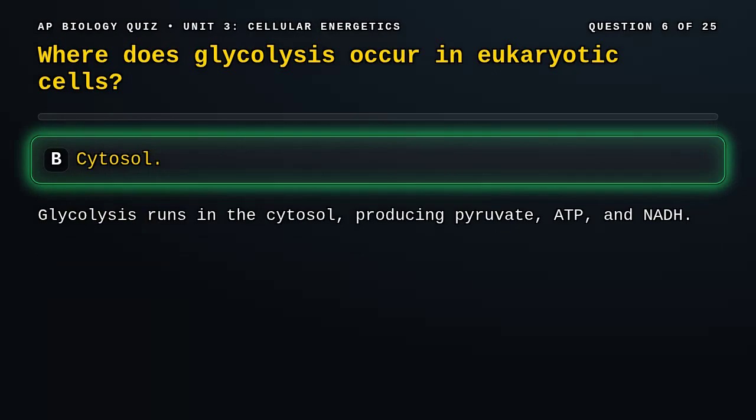Correct answer B. Glycolysis takes place in the cytosol and yields pyruvate, ATP, and NADH per glucose.